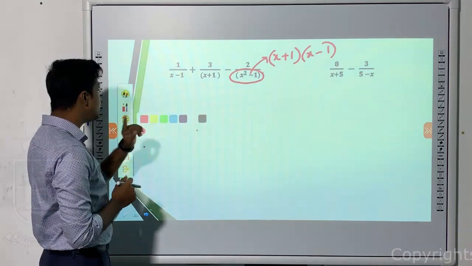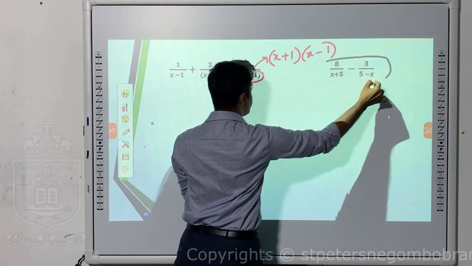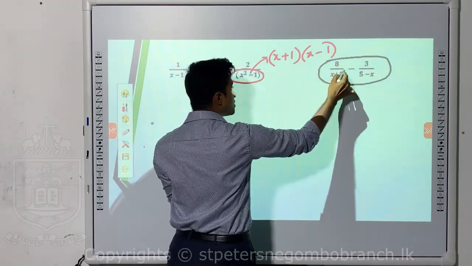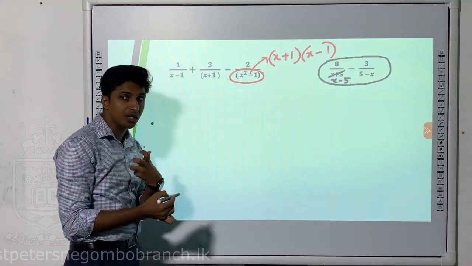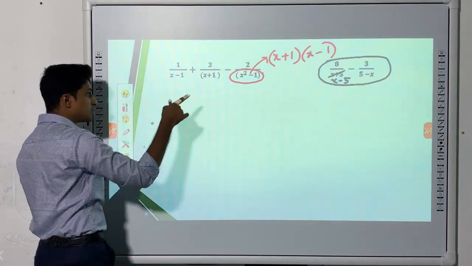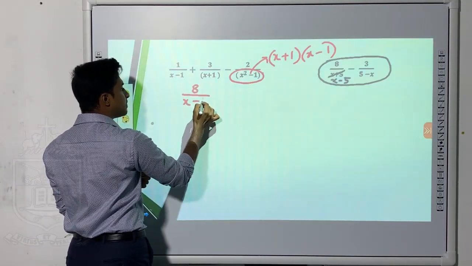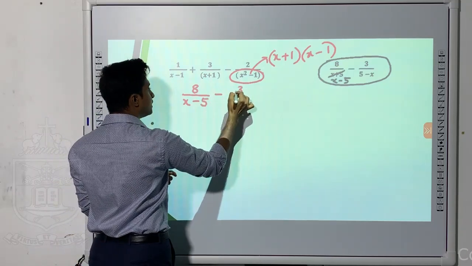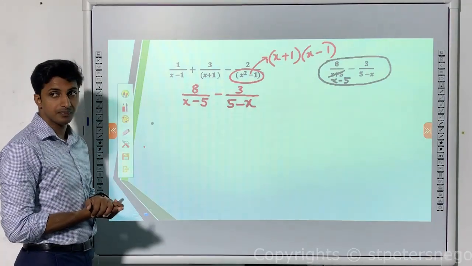What I want to explain in this question is something special. I'm changing the question a bit. I'm changing this to x minus 5, because that is what I want to show you how to do. So I have 8 over x minus 5 minus 3 over 5 minus x. This is the question you are now being given.